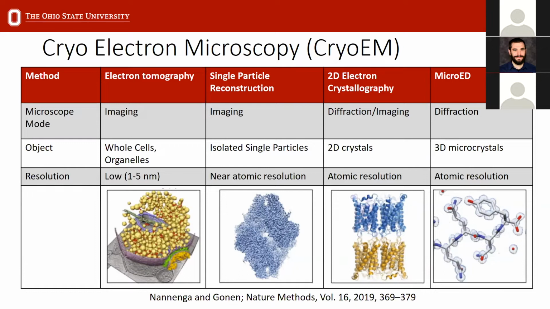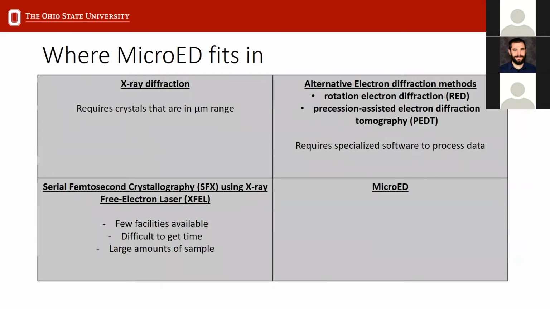For 2D electron crystallography, as the name implies, you use 2D crystals, and you can get structures to atomic resolution. Because it is so hard to grow 2D crystals, there are only relatively few structures available. On the other hand, in MicroED, we are able to use 3D crystals, and this is the topic of today's seminar.